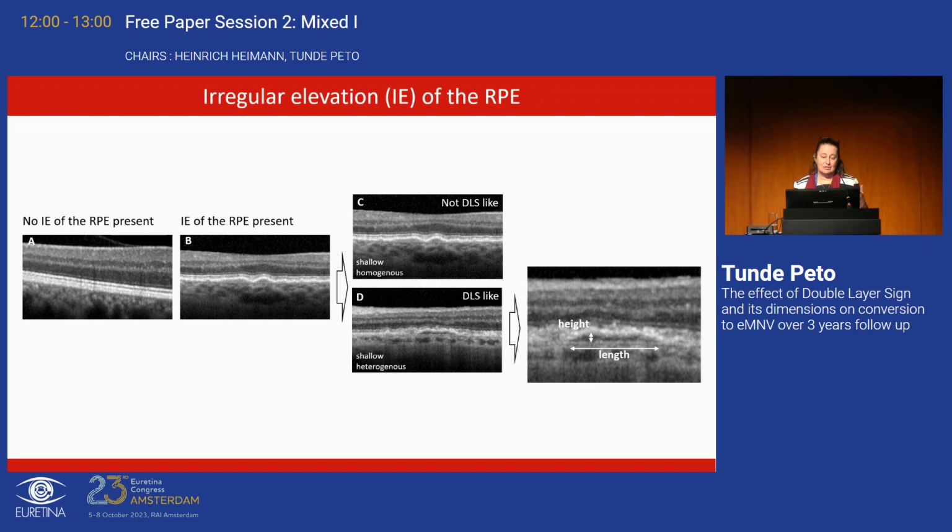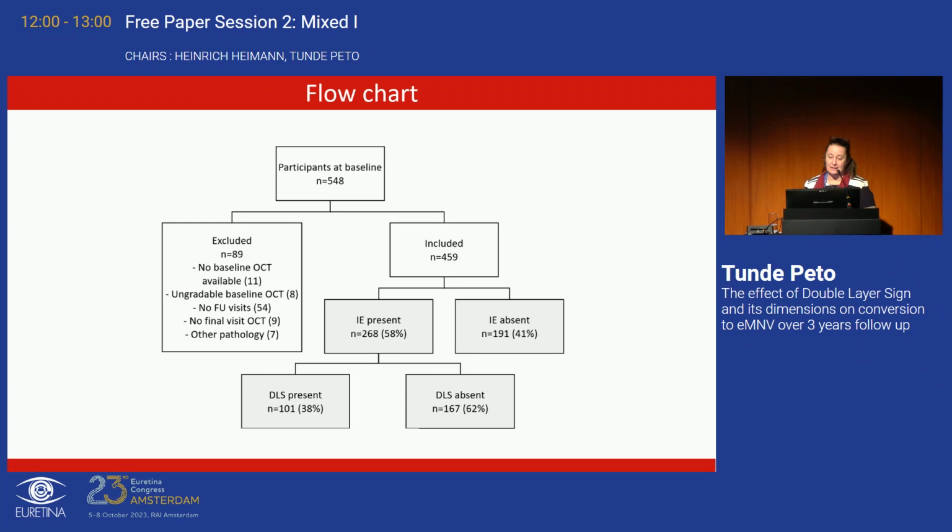So this is just to show you what's happening. On panel A there is no irregular elevation, and then as you go to the right, you will see that there is DLS-like elevation, and then measuring the height and the length of it. So it was a very detailed grading.